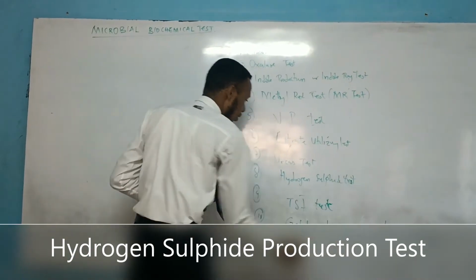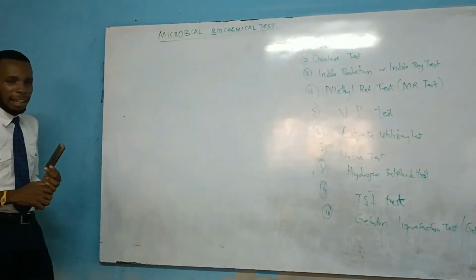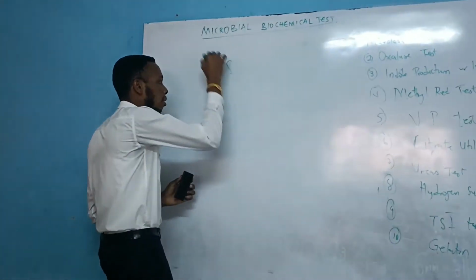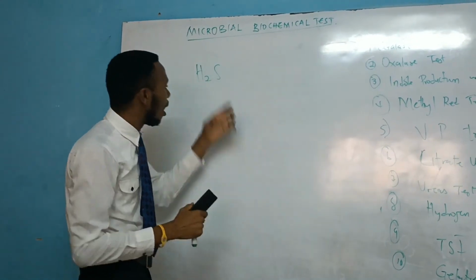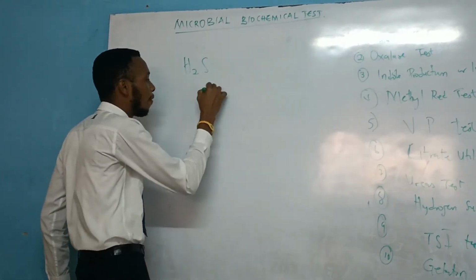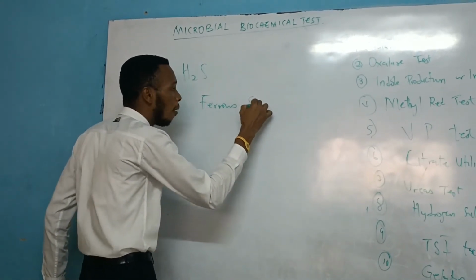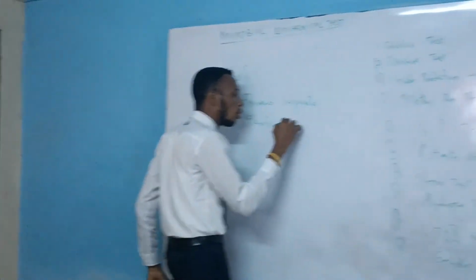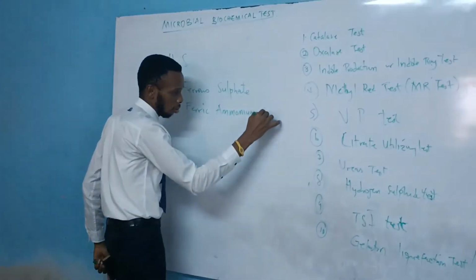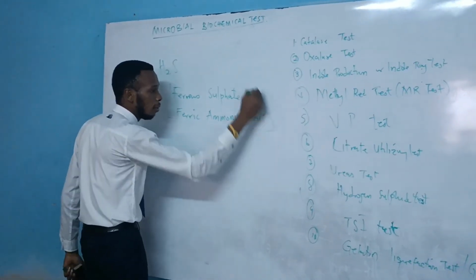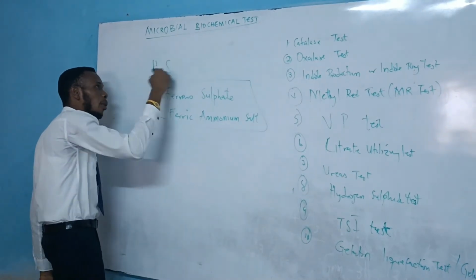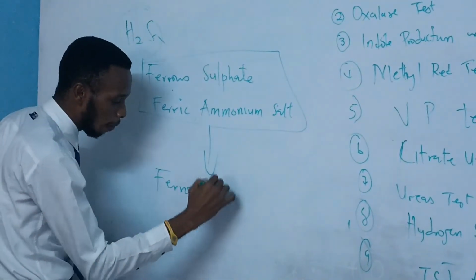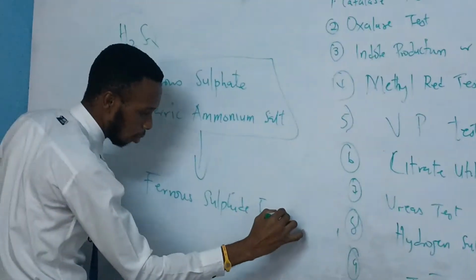In the hydrogen sulphide test, there are certain microorganisms that have the ability to produce hydrogen sulphide, H2S. Now what happens is this: this hydrogen sulphide, in the presence of ferrous sulphate and ferric ammonium salts, in the presence of these two compounds, produces what we call ferrous sulphide, Fe2S.